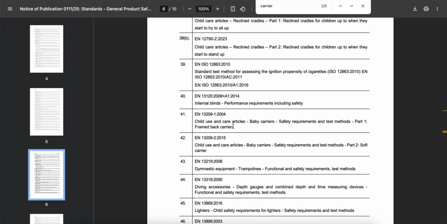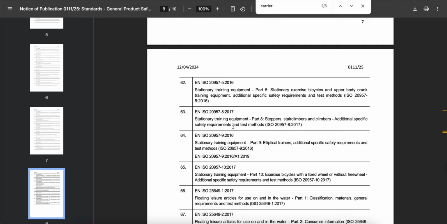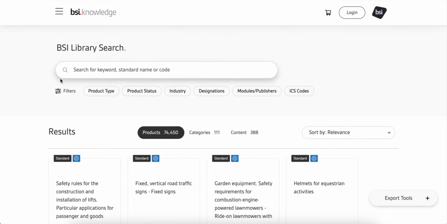The problem is, it's not always that easy. It's not always the case that you will find your product in this list. What do you do then? Well, that doesn't mean you have a free pass. It's not simply the case that you look in the list of reference standards, and if you don't find anything, then you can sell whatever you want. It doesn't work like that. So that's when we have to go to the BSI knowledge site, knowledge.bsigroup.com. This is the British Standards Institution.